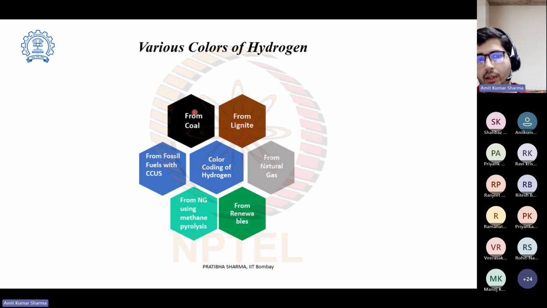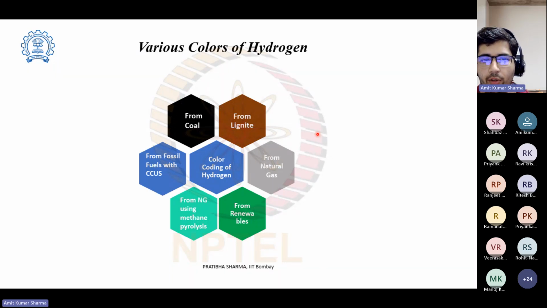The coding is dependent on the emission of carbon. How much carbon is there? If there is more CO2 or more carbon, then it will be more like black, and green is totally from a renewable source, with no carbon emission, like from the electrolyzer if we are producing hydrogen from water and renewable energy.